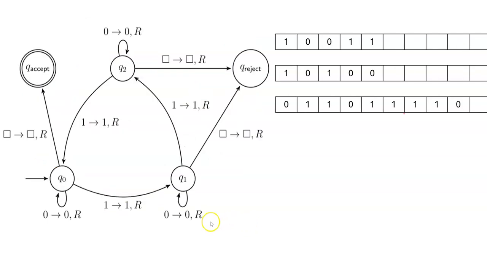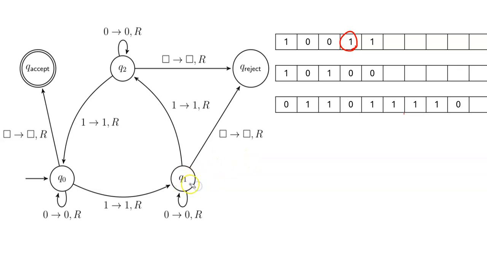Turing machine number 2, again, try and work through it yourself and see if you can work out what it does and what the answers are. We start on the top tape in Q0. We see a 1, so we move to Q1 and we move to the right. We see a 0, so we stay in Q1, move to the right. Another 0, stay in Q1, move to the right.